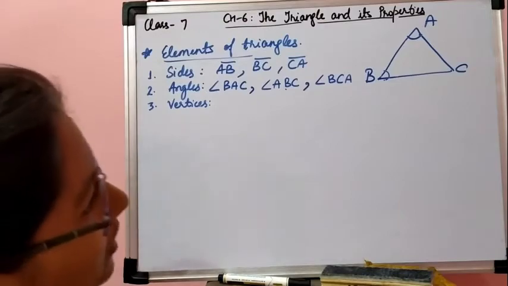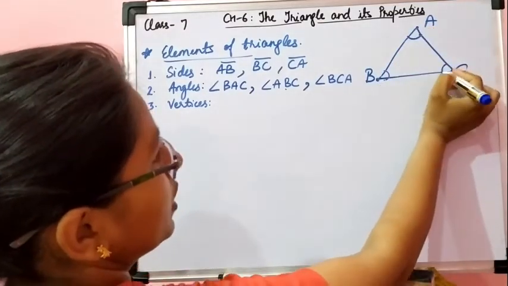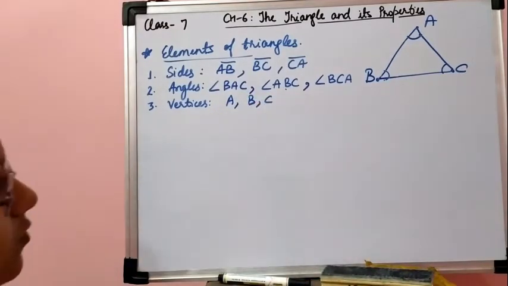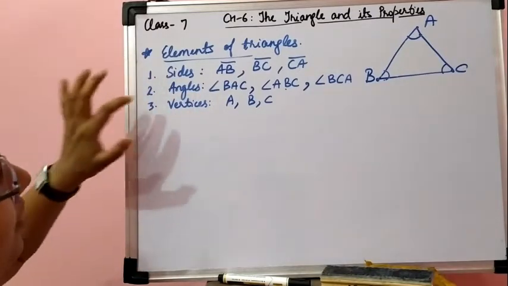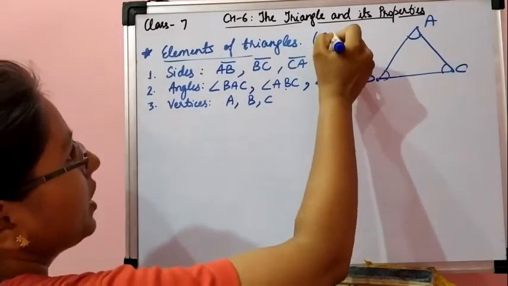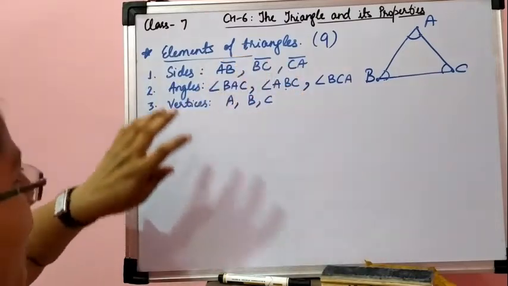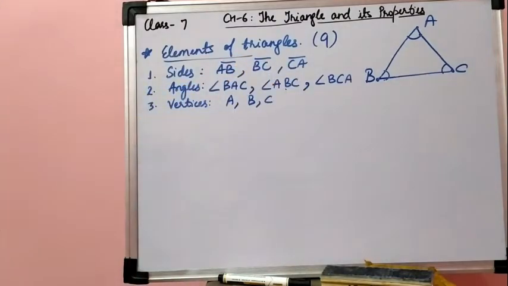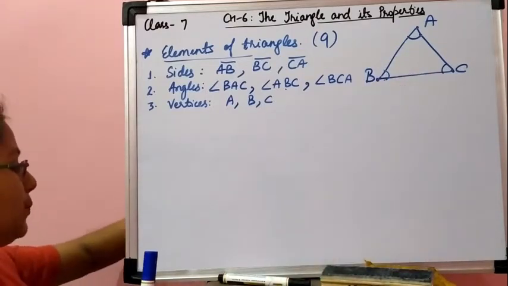Now what are the vertices? These are the corner points of a triangle. So A, B, C. So we can say that in all we have 9 elements of a triangle. How many elements of a triangle? 9 elements. Out of those 9 elements, 3 sides of the triangle, 3 angles of the triangle and 3 vertices of the triangle. So this is the most basic thing which we should know about any triangle.